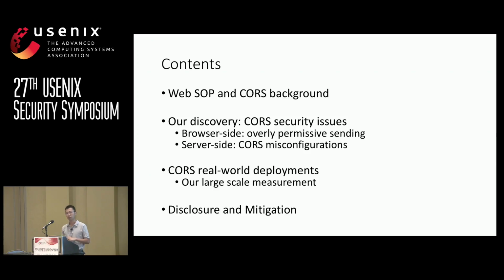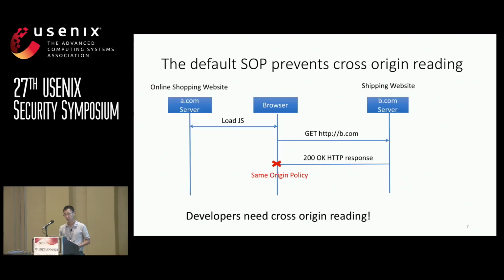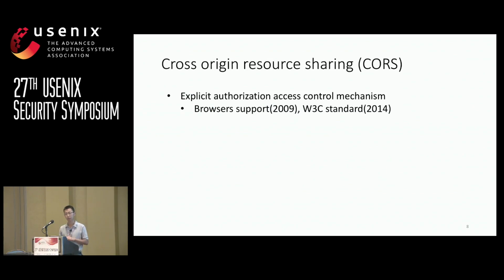In this talk, we first introduce CORS background, and then we detail CORS security issues, including browser-side issues and server-side issues. Then we present CORS deployment in the real world. Finally, we discuss mitigations. First, we look at the web background. The default same origin policy is too restrictive. It prevents cross-origin reading, but developers need cross-origin reading. So CORS is proposed to solve the problem.